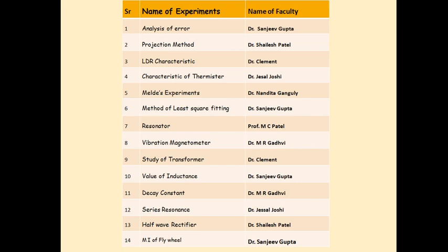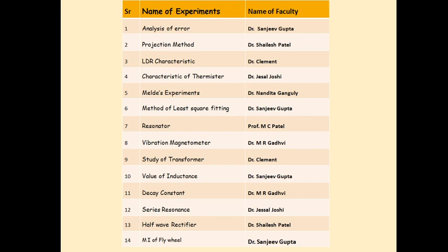Out of that, experiment number 1 and experiment number 6, both are theoretical experiments. Experiment number 1 is analysis of error and methods of least square fitting. So these 2 are experiments which are kind of paperwork with concern to the data.